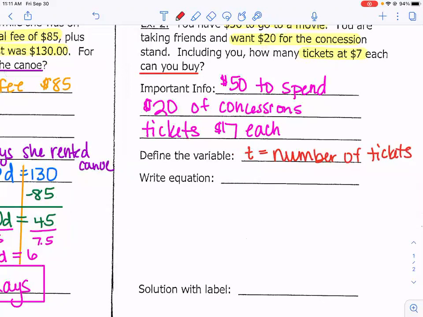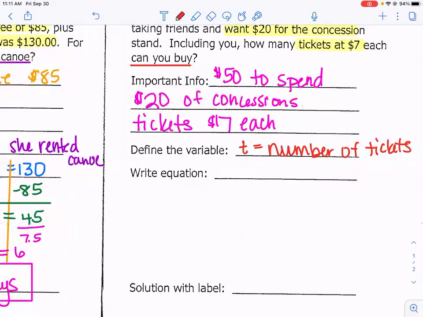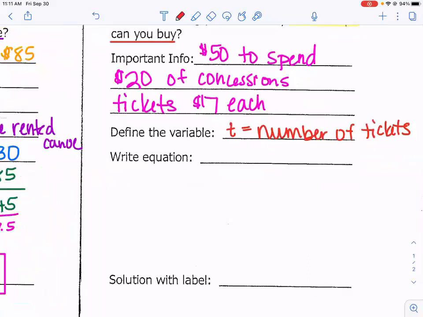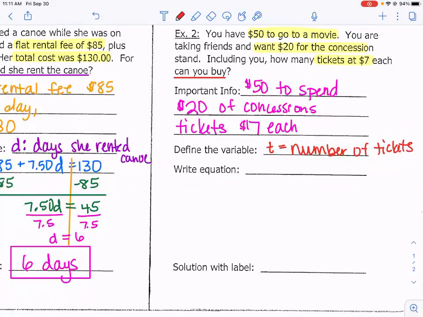Okay, so let's write the equation. What is our total that we're trying to work towards? 50 is our total, so let's put 50 as our total. Which number is the constant? 20 is going to stay 20 no matter what, because we're going to buy $20 worth of concessions. That dollar amount's not going to change.